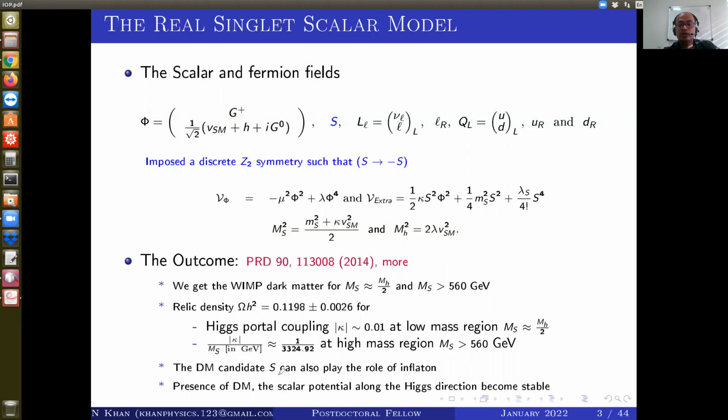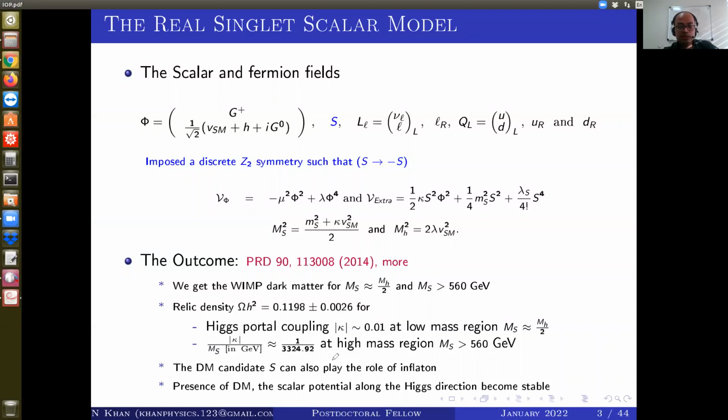We also checked that if you consider the singlet scalar dark matter as an inflaton at a very high scale, you have to include a non-minimal coupling in this model so that it can behave as an inflaton. It can then explain all the inflation parameters. Also, in the presence of the dark matter, the Higgs potential becomes stable along the Higgs direction. So we have done a detailed stability analysis in this model.